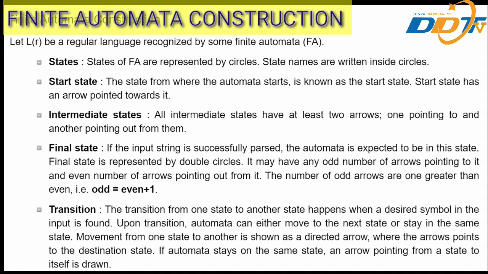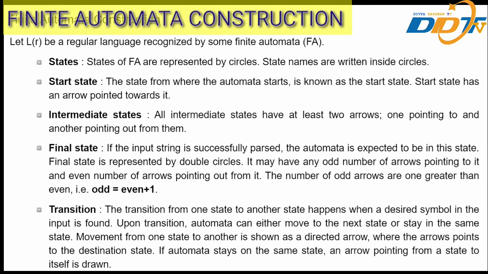Now that is necessary to understand finite automata construction. So let L be a regular language recognized by some finite automata FA. States of FA are represented by circles and names are written inside the circle. The state from where the automata starts is known as the start state. A start state has an arrow pointed towards it, and intermediate states have at least two arrows, one pointing to and another pointing out from them.